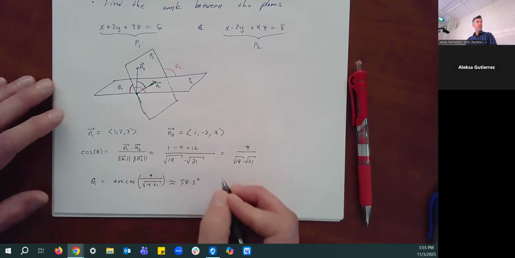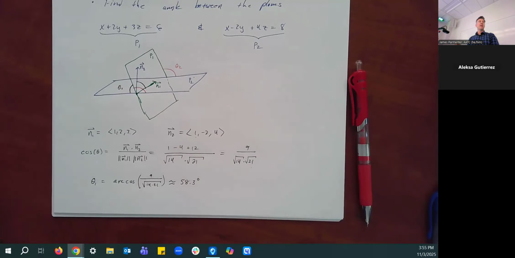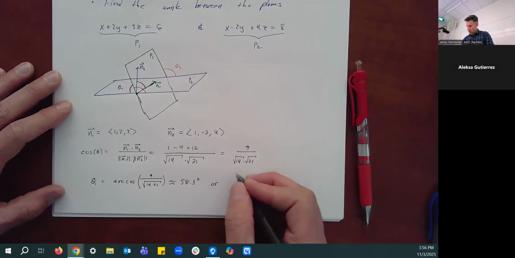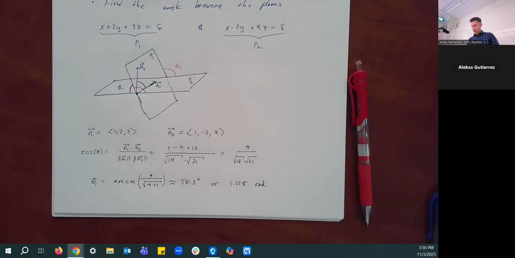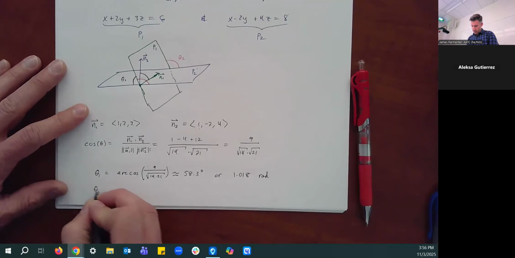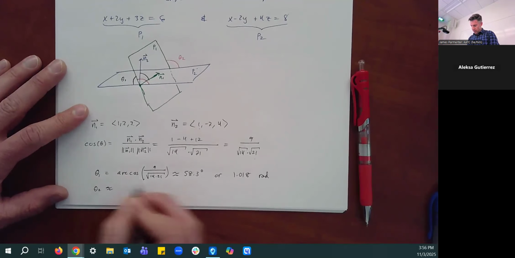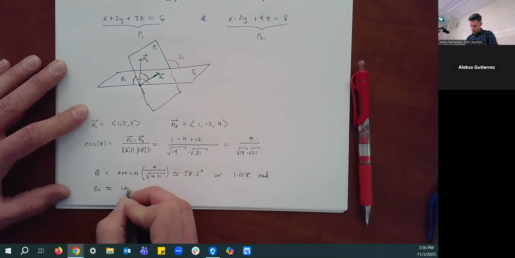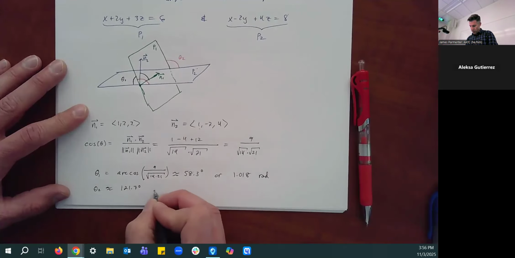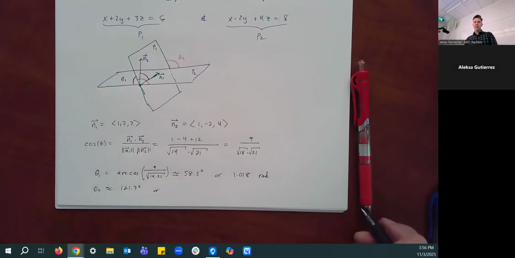And if you use a calculator, it's approximately 58.3 degrees. If you get asked questions like this on WebWork or whatever the other program is, make sure you pay attention to whether they want the answer in degrees, which is atypical, or radians, which is more typical. In radians, this would be approximately 1.018 radians. And then the other angle would be the supplement. So theta 2 would be approximately 180 degrees minus 58.3, which is 121.7 degrees, or whatever the equivalent would be in radians, which I did not write down.